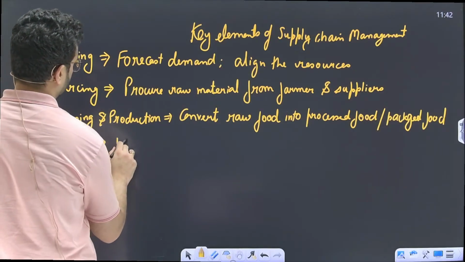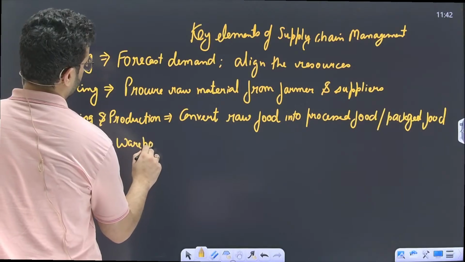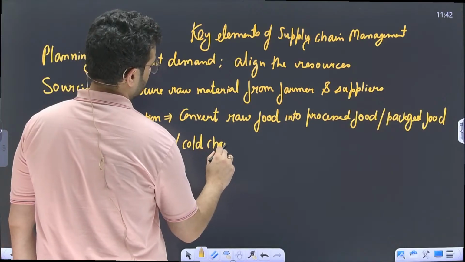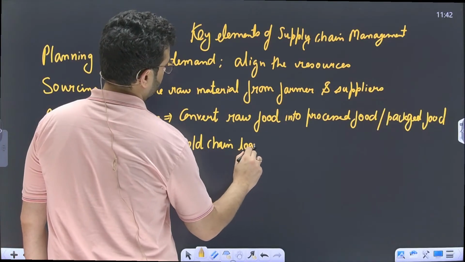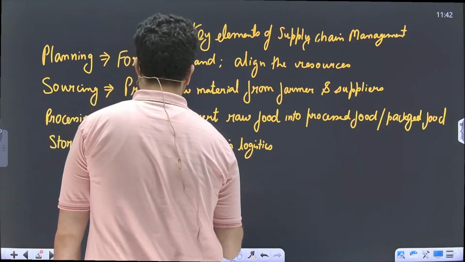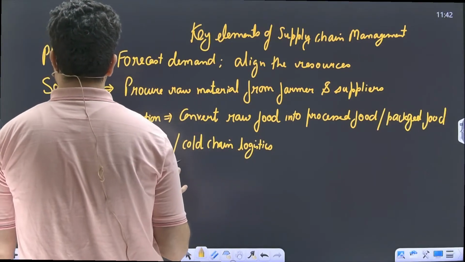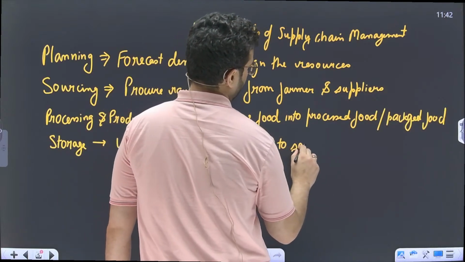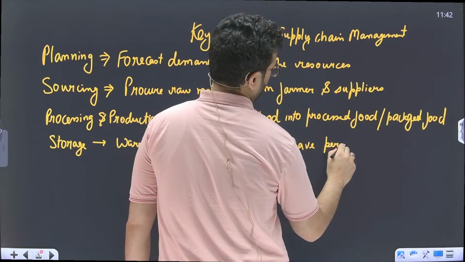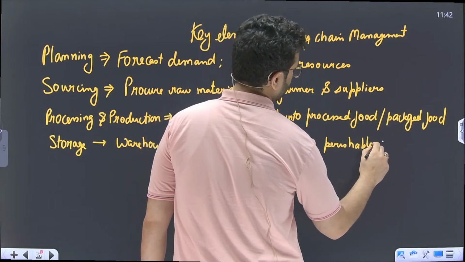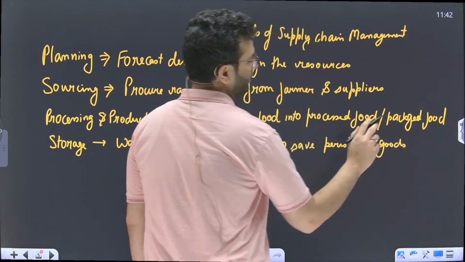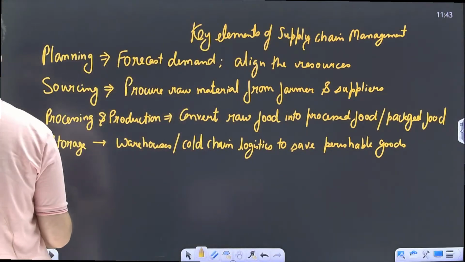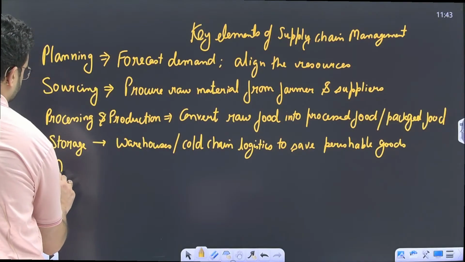Warehouses, cold chain logistics to save perishable goods. We can save these perishable goods with this storage. Then apart from that, distribution.